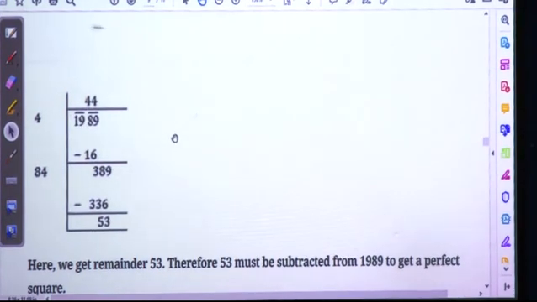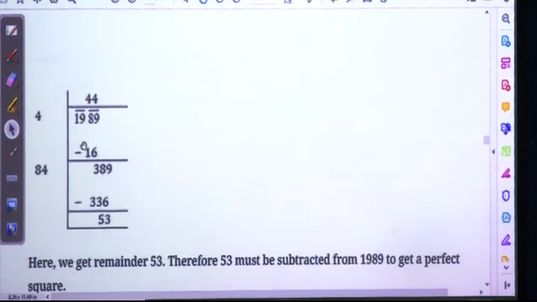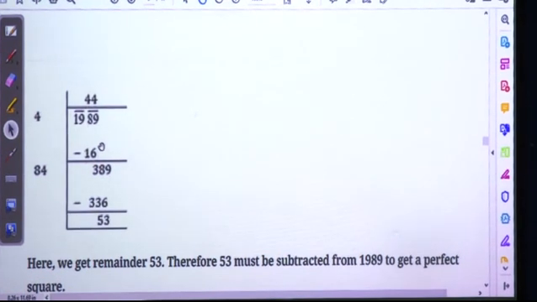By the long division method, 4 4s are 16, less than or equal to 19. 5 5s are 25, so that goes above. So 4 4s are 16 is suitable, that is 4 square. 19 minus 16, 3 will be remaining. The next group is 89, so the new dividend becomes 389.